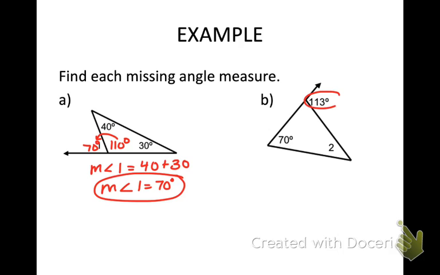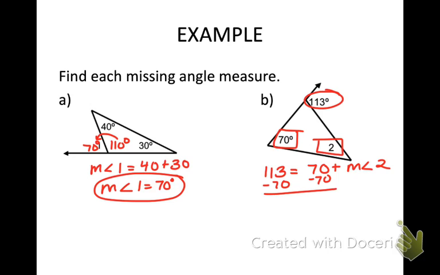So here my exterior angle is 113. Here are my 2 non-adjacents. So my exterior angle of 113 is equal to the sum of the other 2 added together. I don't know the measure of angle 2. So subtracting 113 minus 70 gets us an answer of 43 is equal to the measure of angle 2.